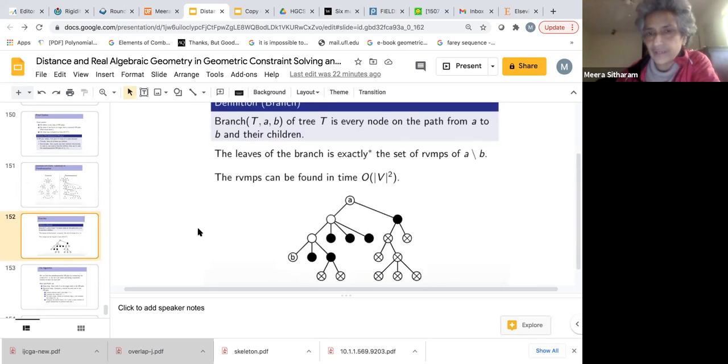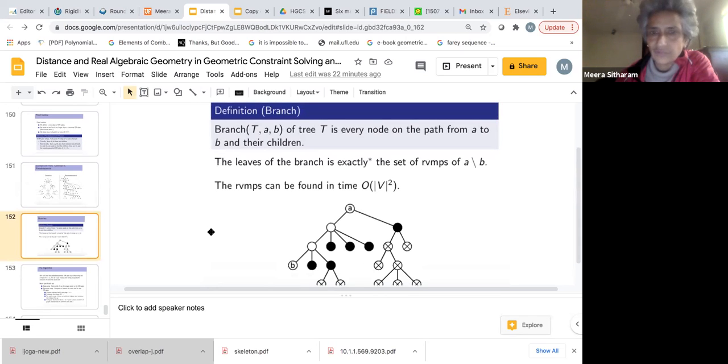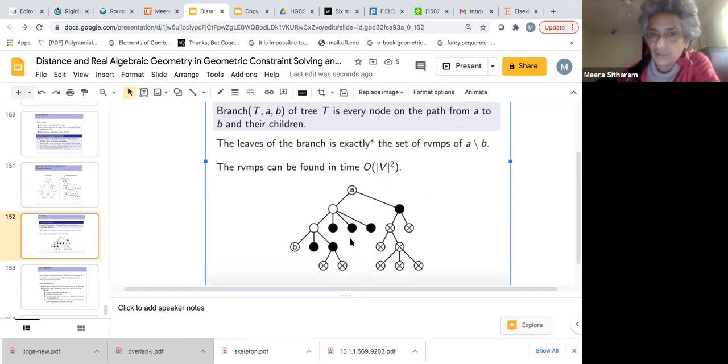I've never seen it before in tree traversal type algorithms. So a branch of a tree T is every node on the path from A to B and their children. So essentially what's shown here is the branch. The leaves of the branch are exactly the set of rigid vertex maximal subgraphs of A difference B. So in other words, if you have a tree with a root here and this is B, and you take A difference B, then these black guys are exactly the rumps of A difference B. And we can find the rumps of A difference B in order V squared. We can show that. And so that's how the algorithm proceeds. So essentially, you can think of a front kind of moving in this direction, okay?